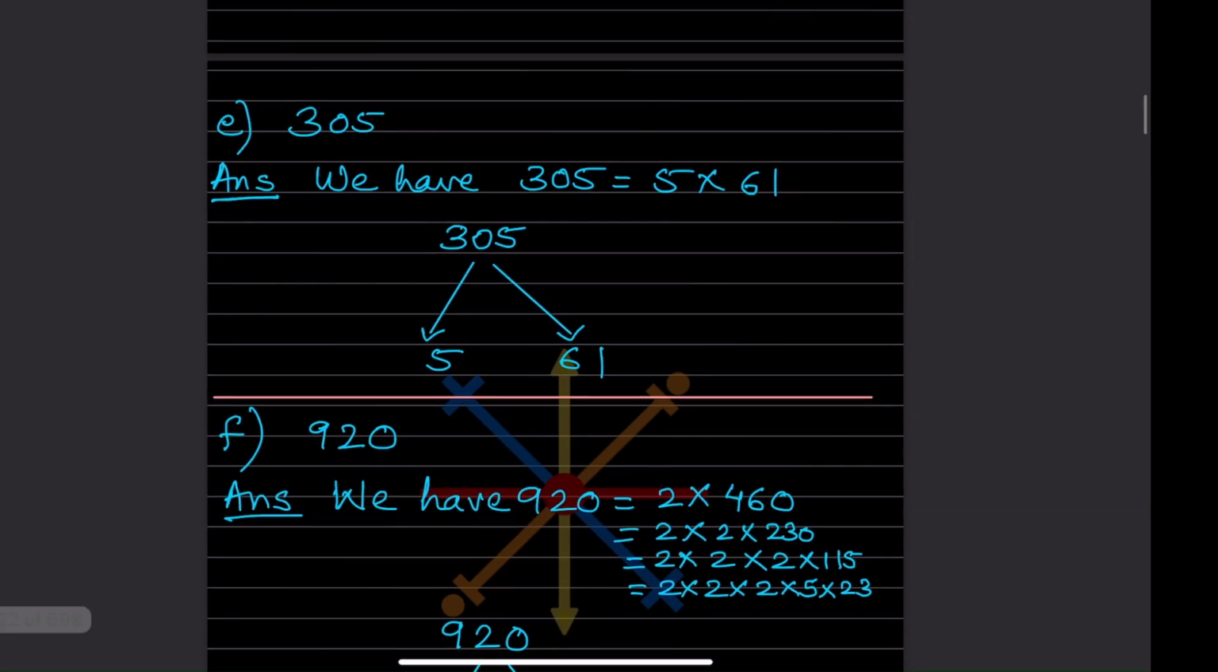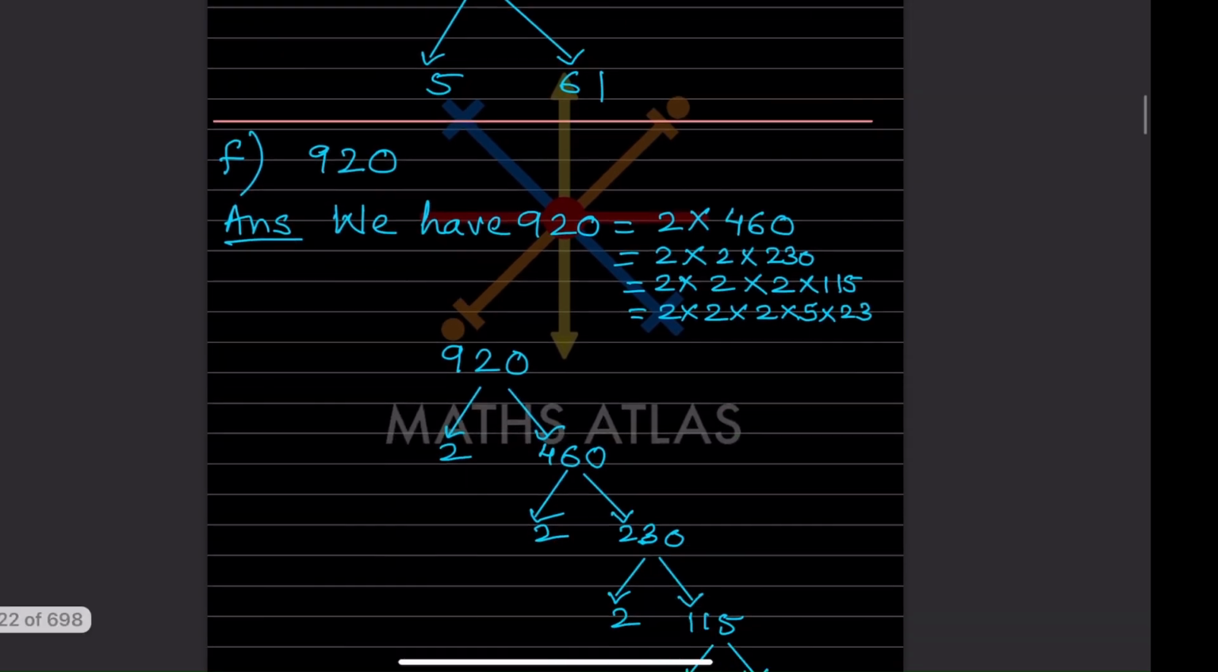Same for here. Now the number is bigger, but we cannot do anything over here. We have to start from 5, because with 3 it's not possible. So we can only go with 5 and 61. Then 61 is a prime number, so we have to stop at this one. So 5 into 61, that is 305.